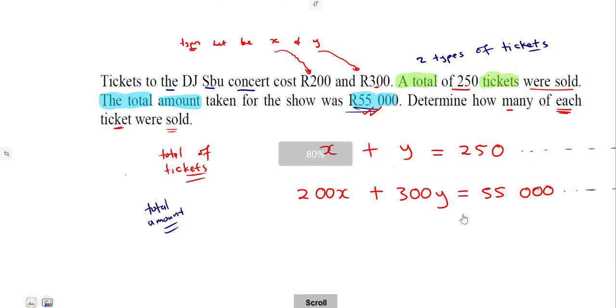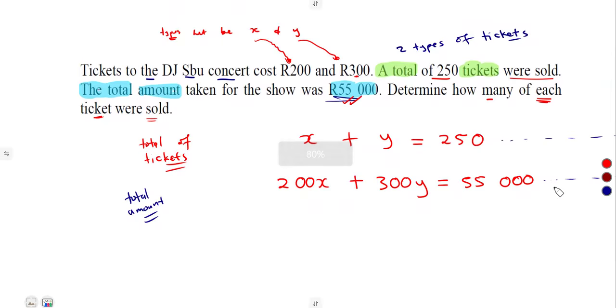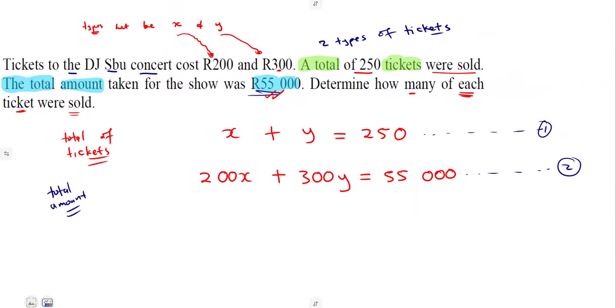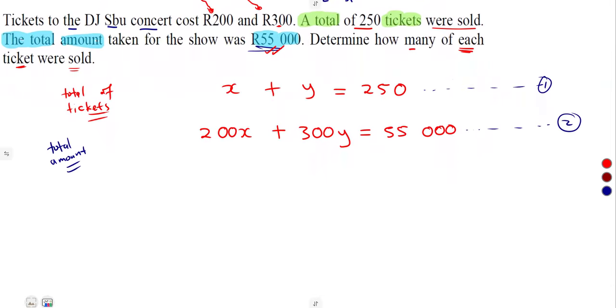So we must solve for both, because it is each. Let us solve for X and Y. It is up to you. Are you going to use the elimination method? Are you going to use the substitution method? It is in your hands. All right, I'm going to use the substitution method here, and I'm going to use it from equation 1.